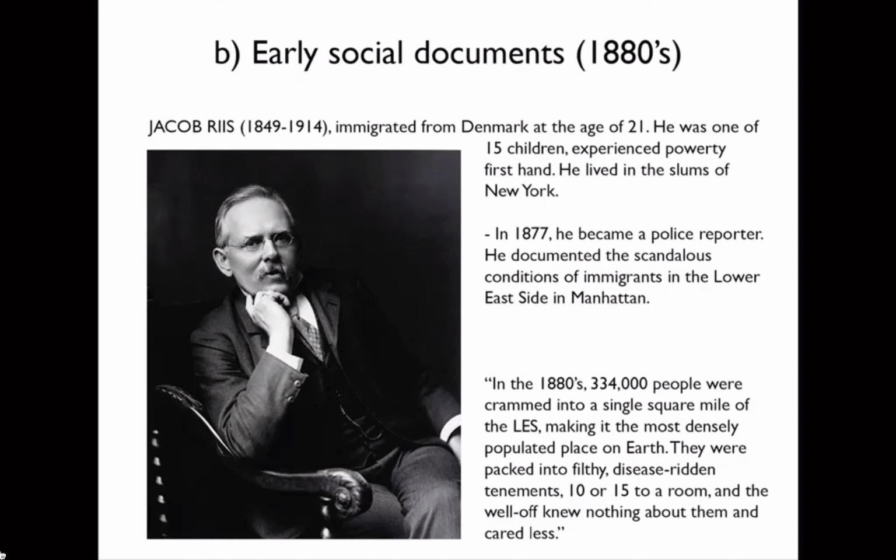334,000 people were crammed into a single square mile of the Lower East Side, making it the most densely populated place on Earth. They were packed into filthy, disease-ridden tenements, 10 or 15 to a room, and the well-off knew nothing about them and cared less.